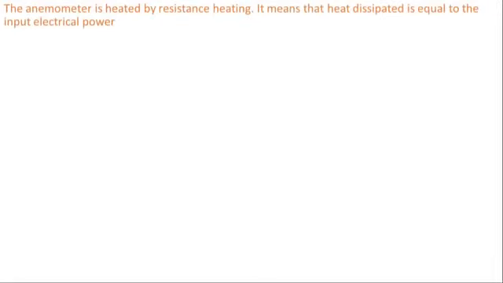As I have mentioned, the anemometer is heated by resistance heating, which means that the heat dissipated is equal to the input electric power. How much electrical power is applied to the anemometer will be dissipated as heat, and we know that electrical power is the product of current and voltage, so the heat dissipated will be equal to the product of current and voltage. In the problem statement, current is given as 0.1 ampere, and voltage is 5 volt.